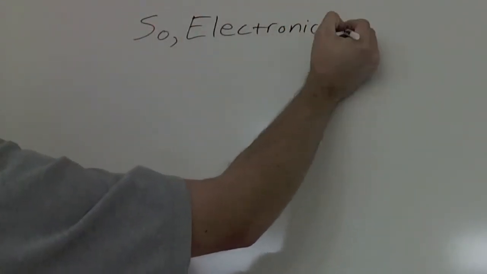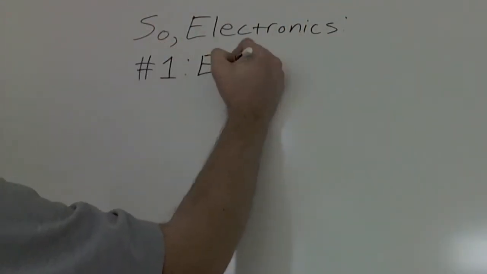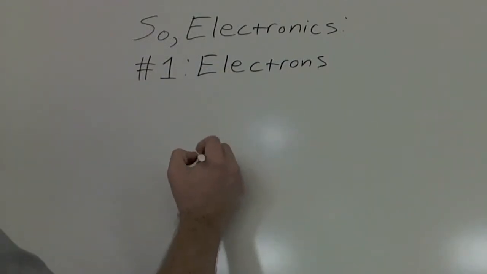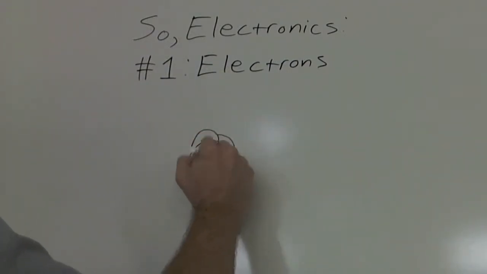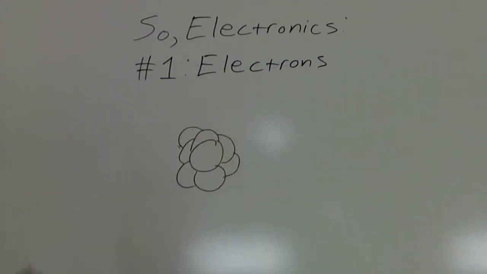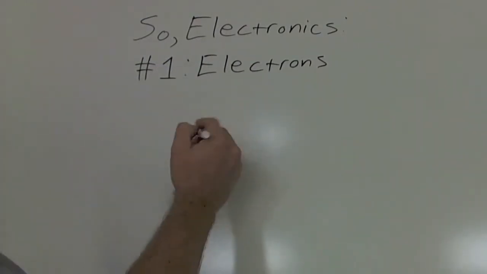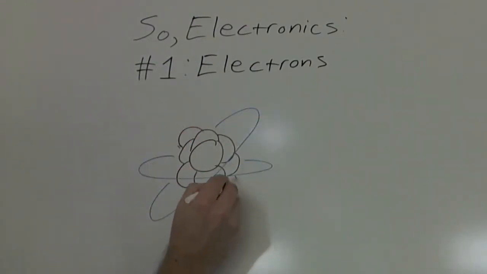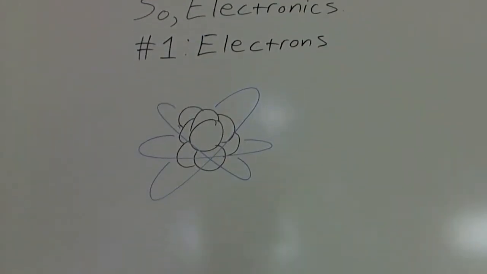So, electronics. Video 1. Electrons. Electrons are one of three particles we'll be looking at when we talk about atoms, which can be thought of as the building blocks of our electronics. Atoms are made of protons, neutrons, and electrons.